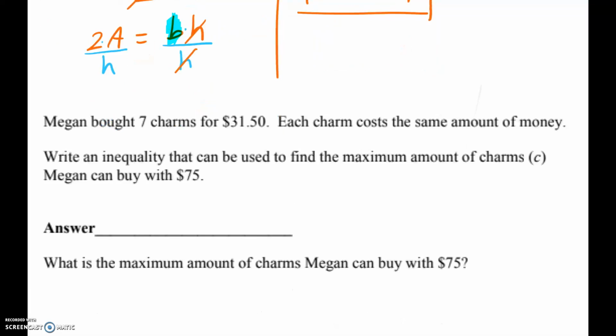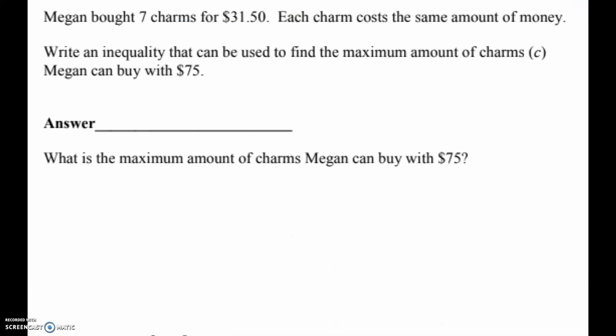Next word problem. Megan bought 7 charms for $31.50. So $31.50, this is actually for 7 of them. To find the unit price, I need to divide this by 7. Okay. Each charm costs the same amount of money.